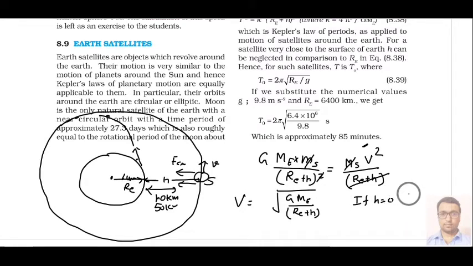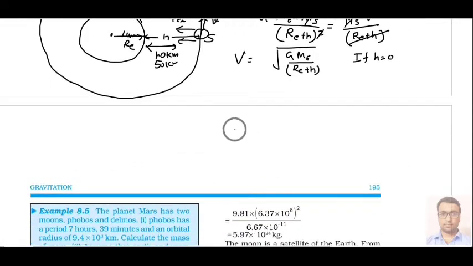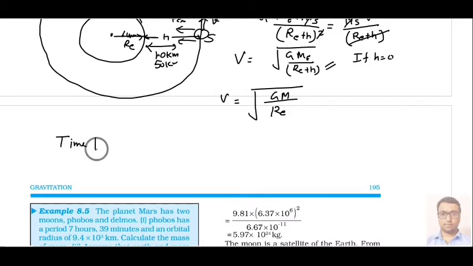Then in that case we can get the velocity of the satellite in this form, that v equals under root of GM upon Re. Both expressions are correct, however the accurate one is this one. Now if I ask you what is the time period of revolution of the satellite, then you will say that time period is how much?